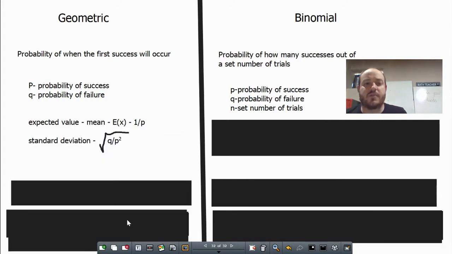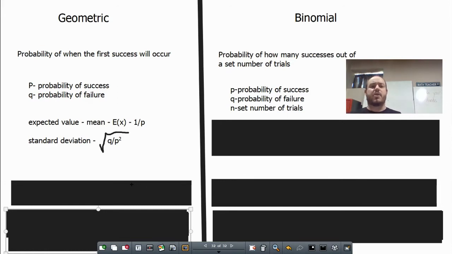The next thing we covered with these questions were the expected value and standard deviation. We actually didn't even have the standard deviation formula in the notes for geometric because it is extremely rare that you ever talk about the standard deviation for geometric. But the expected value is a very important part of those questions.